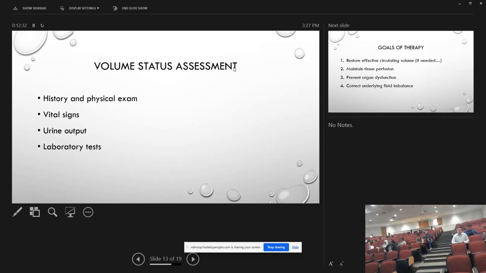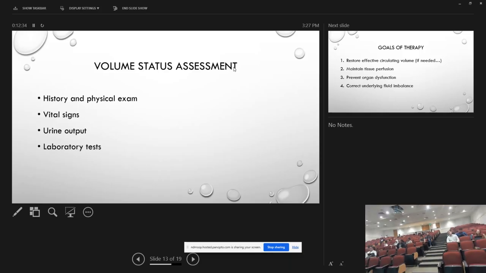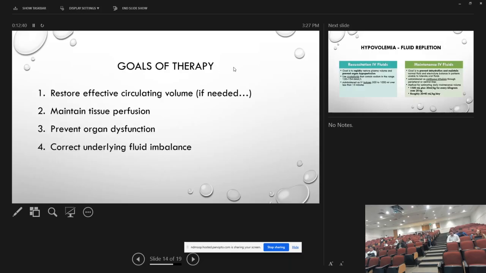And then any laboratory tests to help you assess volume status. That should help put the whole picture together. And just like we talked about yesterday, you're not using just one of these things. It's a whole package that's going to drive your assessment of the patient. So goals of therapy for volume is certainly to restore effective circulating volume. That's the number one goal.